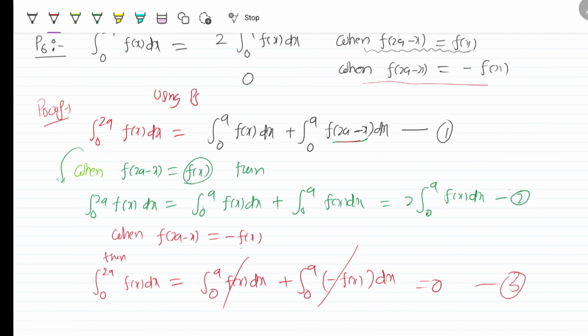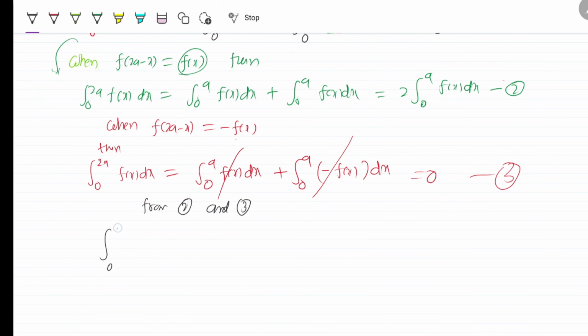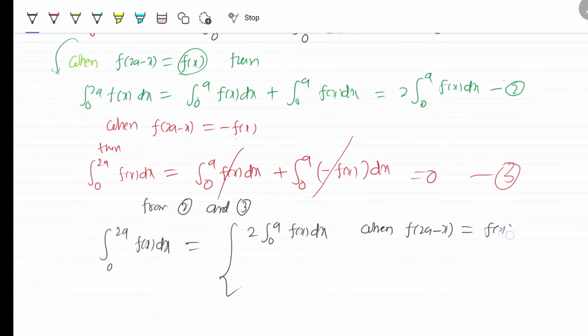Now combine 2 and 3, we can write from 2 and 3 the integral 0 to 2a f(x) dx is twice the integral 0 to a f(x) dx when f of 2a minus x is f(x), and 0 when f of 2a minus x is minus f(x). Hence proved this property.